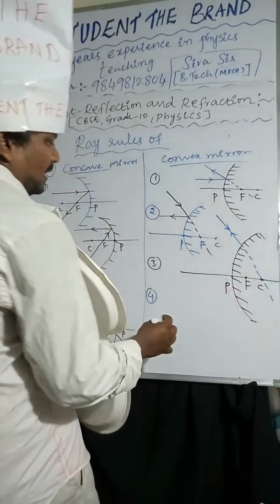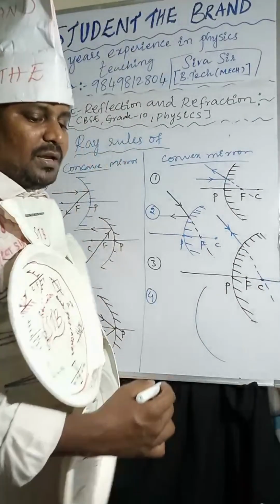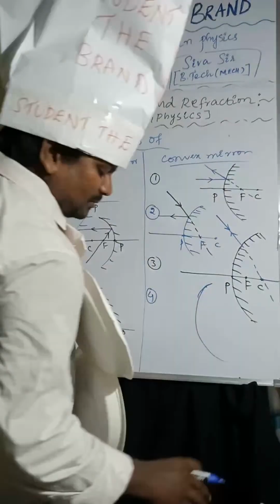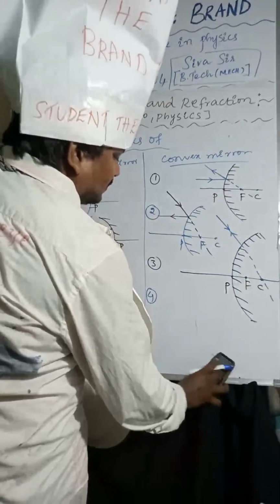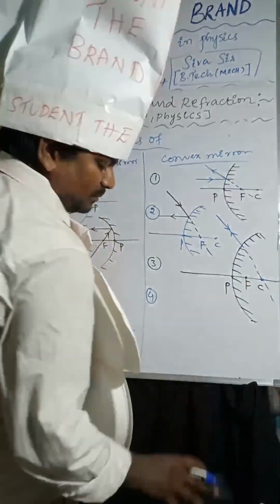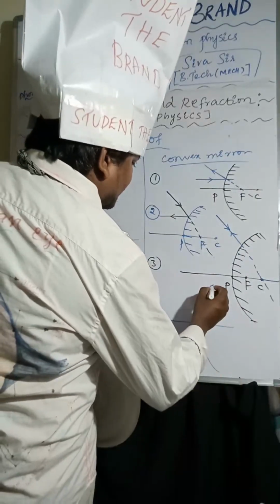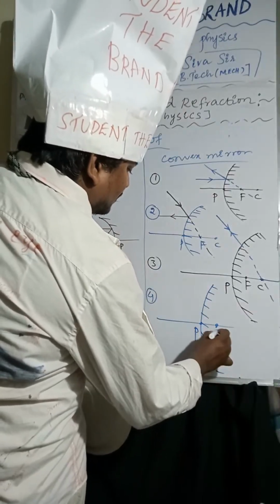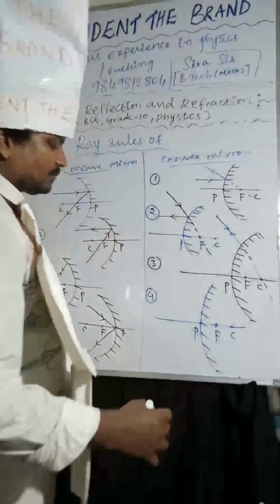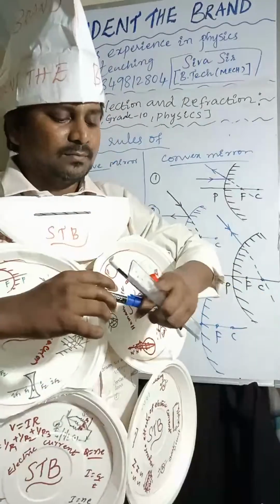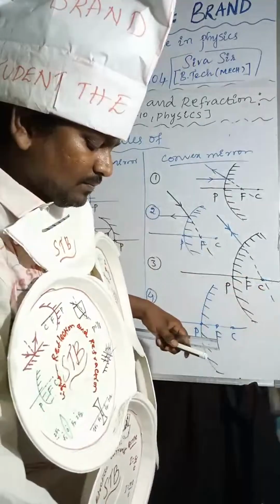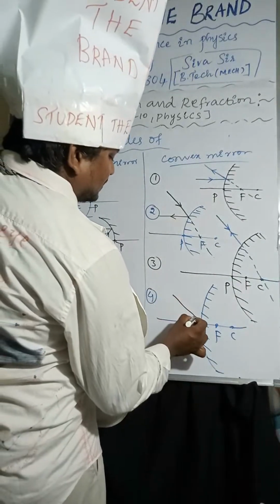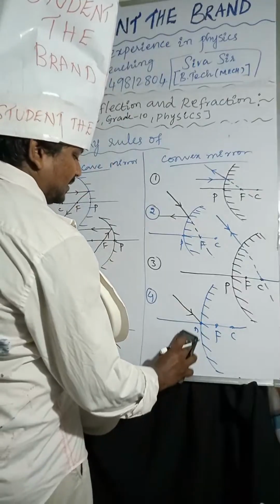Coming to the fourth one, if the light ray is incident at the pole, it reflects back into the same medium.